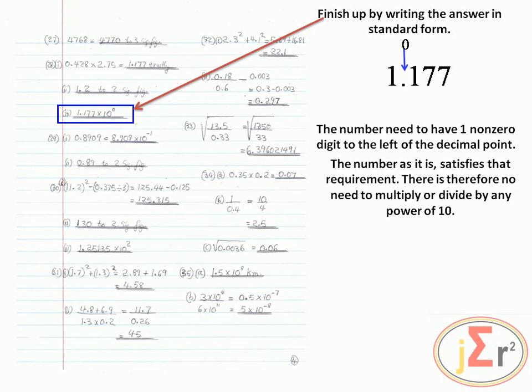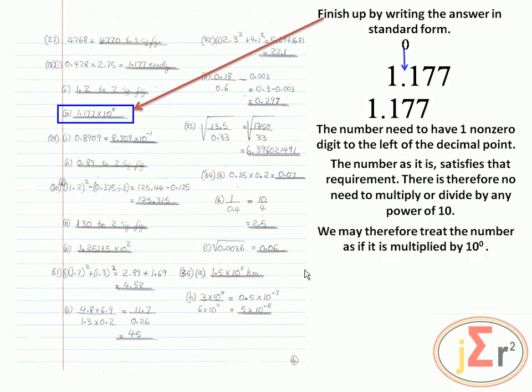There is therefore no need to multiply or divide by any power of 10. So no need to adjust this number in any way, because the decimal point is at the position relative to the other digits as required of the standard form. We may therefore treat the number as if it is multiplied by 10 to the power of 0.